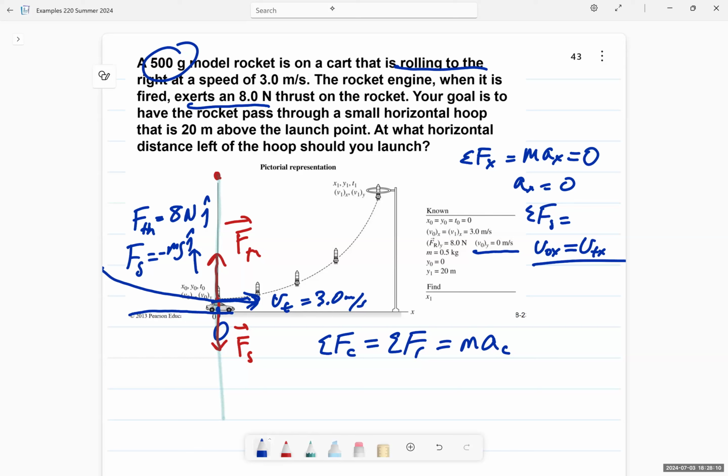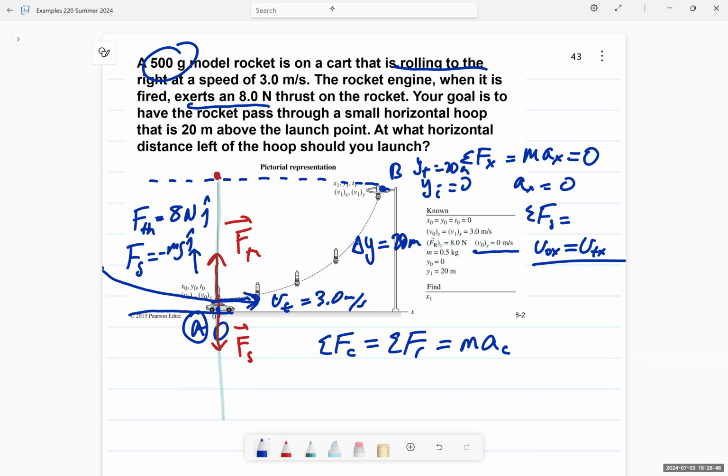Also, we're told that going from point A to point B, the vertical change in position, which we can call delta y, is 20 meters. So we have to go 20 meters above the launch position. That information we're given. So in a way, you can say that y initial is 0 and y final here is 20 meters. You can also do that. Okay.